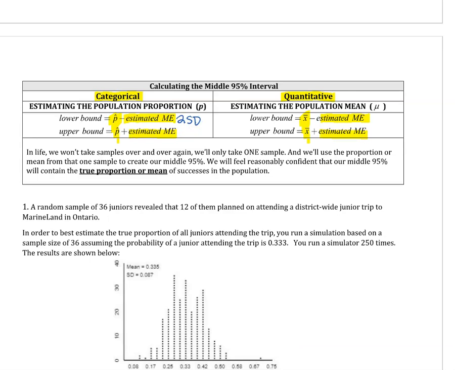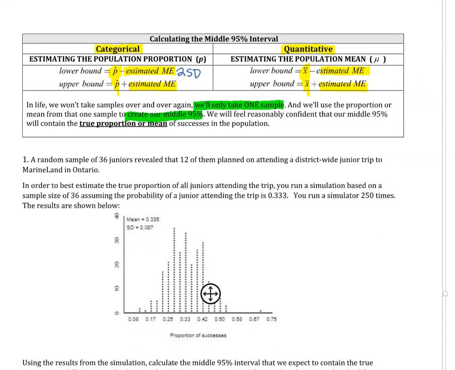Now, something else to note is that in life, we're not going to take samples over and over again. We're going to take one sample, and we'll use the proportion or mean from that one sample to create our middle 95%. We will feel reasonably confident that our middle 95% will contain the true proportion or mean of successes in our population. So we can be pretty confident that our true population mean or proportion lies in that interval. So it's all about making inferences about the population.